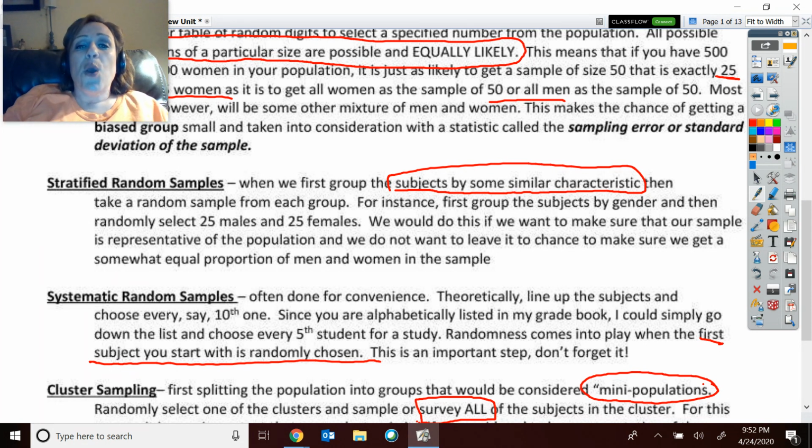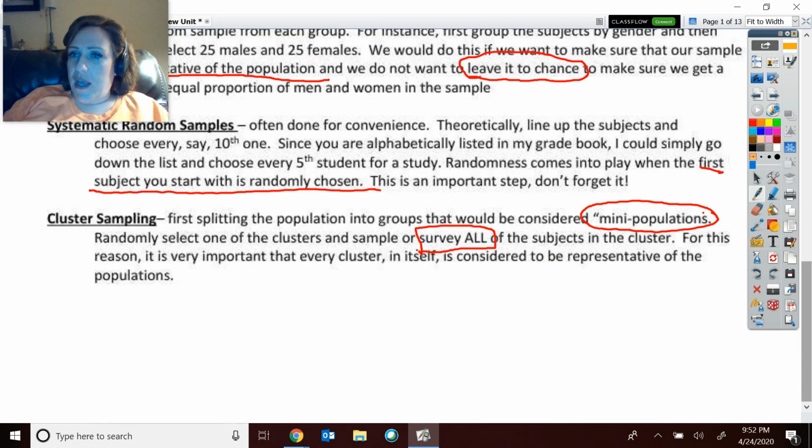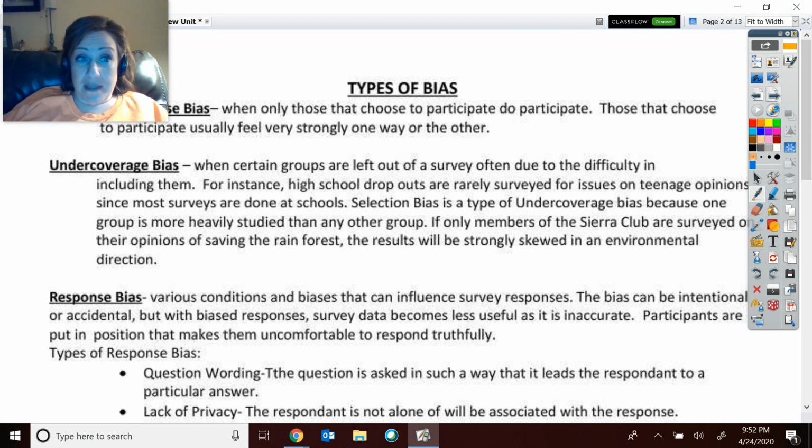Okay? We do this if we want to make sure that our sample is representative of the population, in that we do not want to leave it to chance to make sure we get that equal proportion of men and women. We don't want that possibility that all 50 are going to be men or all 50 are going to be women. Okay, we want to control that. All right, so there's that. Okay, we've gone over all those sampling methods.